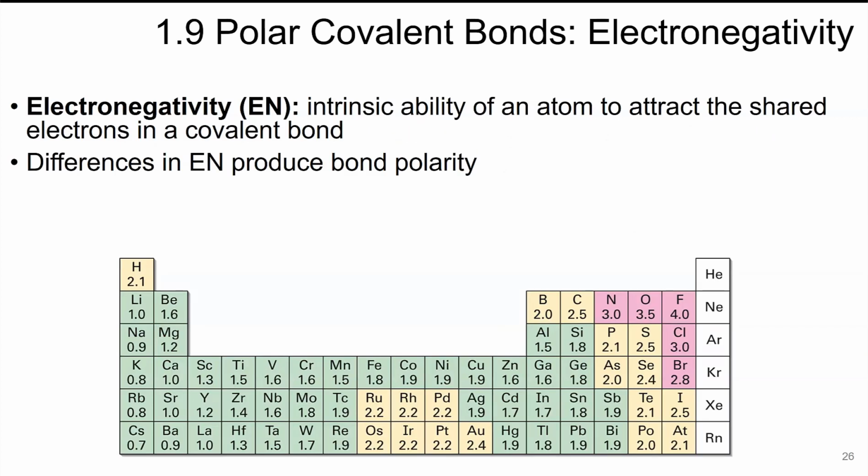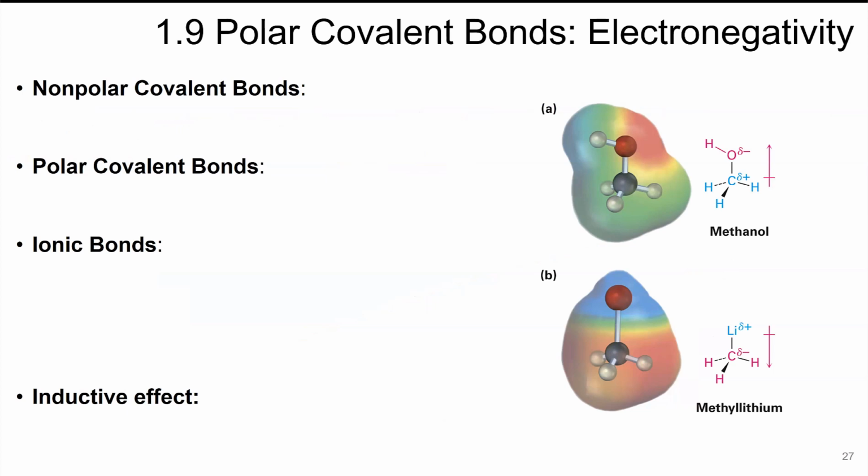So the electronegativity is the intrinsic ability of an atom to attract electrons. The differences in electronegativity between two atoms in a bond produces bond polarity. Fluorine is the most electronegative one, and the trend increases as you move in this direction. So the lowest electronegative atom is cesium at 0.7. And halogens and nitrogen and oxygen tend to be more electronegative. So with non-polar covalent bonds, you have atoms with similar electronegativity.